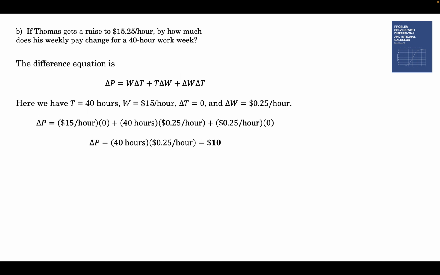And this should not be surprising. If you make a quarter extra for 40 hours, that's $10. We don't need the difference equation to give us the answer. But we're learning about difference equations by doing simple problems. So on to part C.